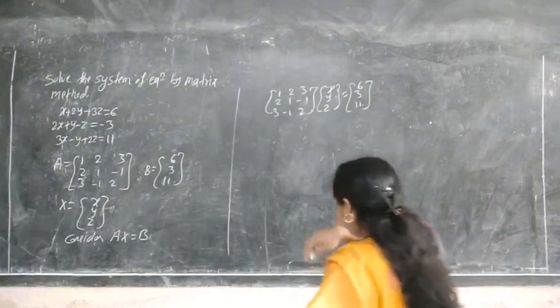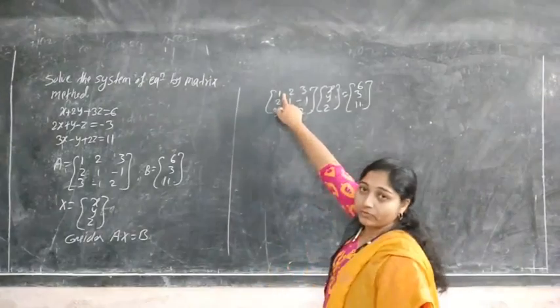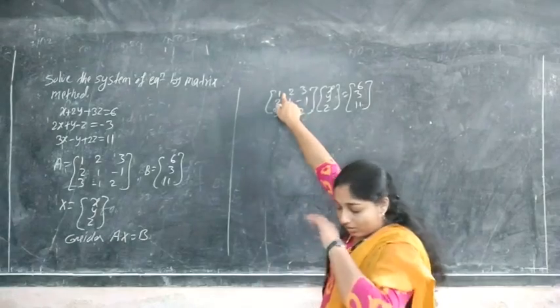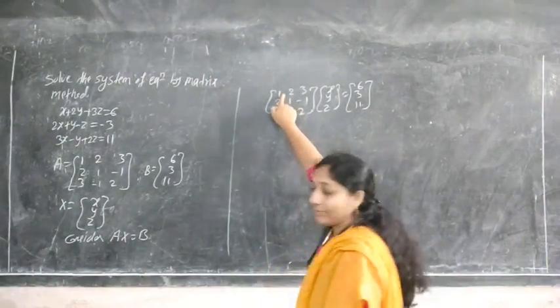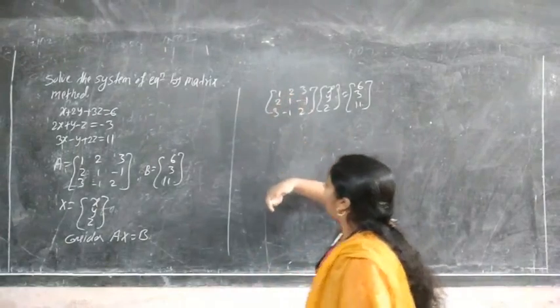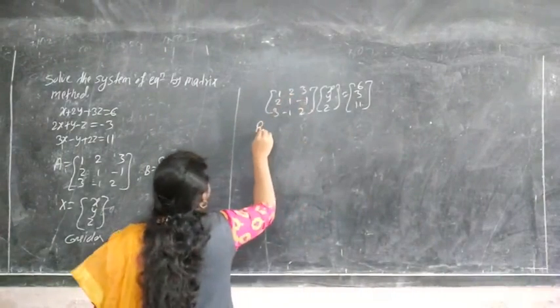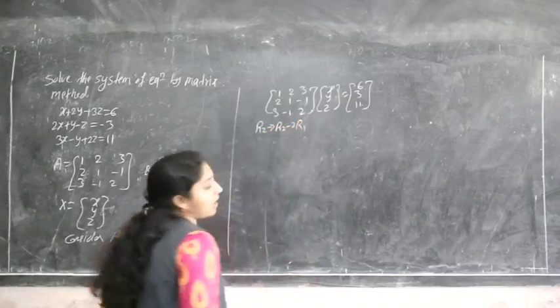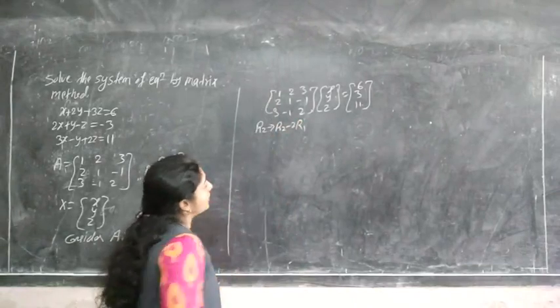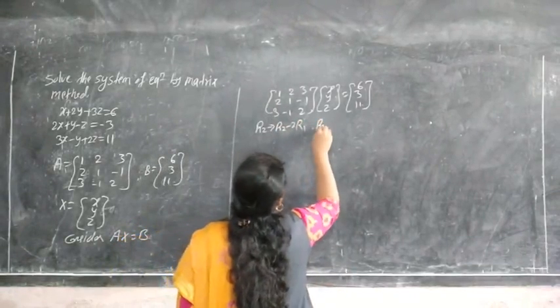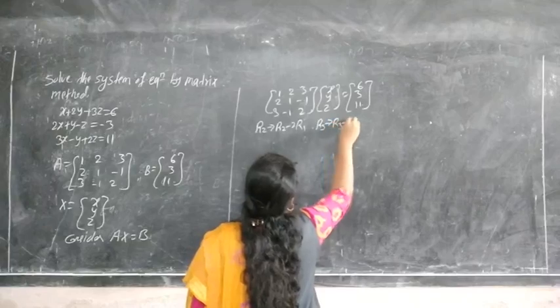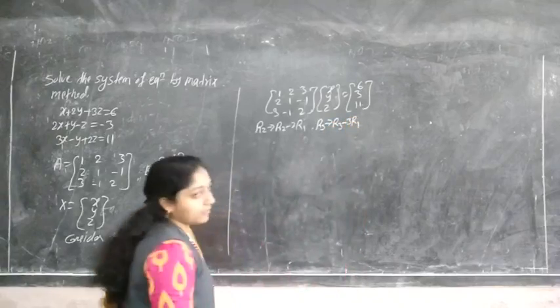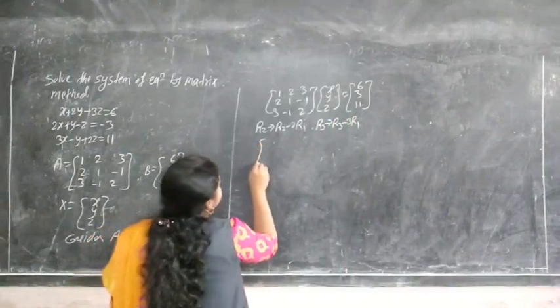We want the first element to be equal to 1. Already here the first element is 1. Now try to make these two elements 0. What is the procedure? R2 changes to R2 minus 2R1, because 2 minus 2 will give 0. Next, R3 changes to R3 minus 3R1. Then try to make these elements 0.